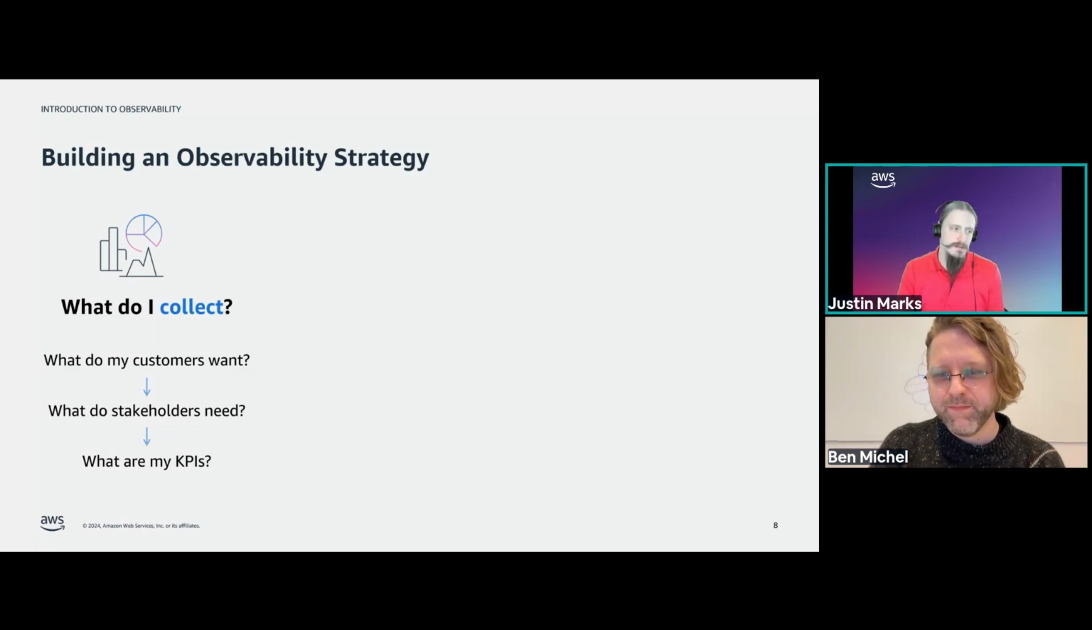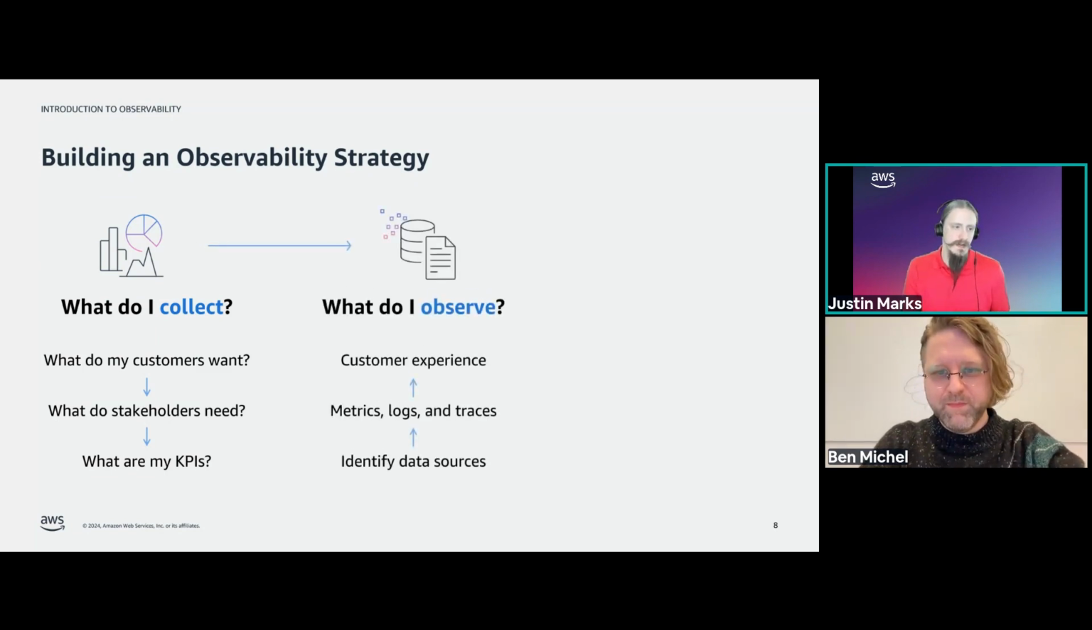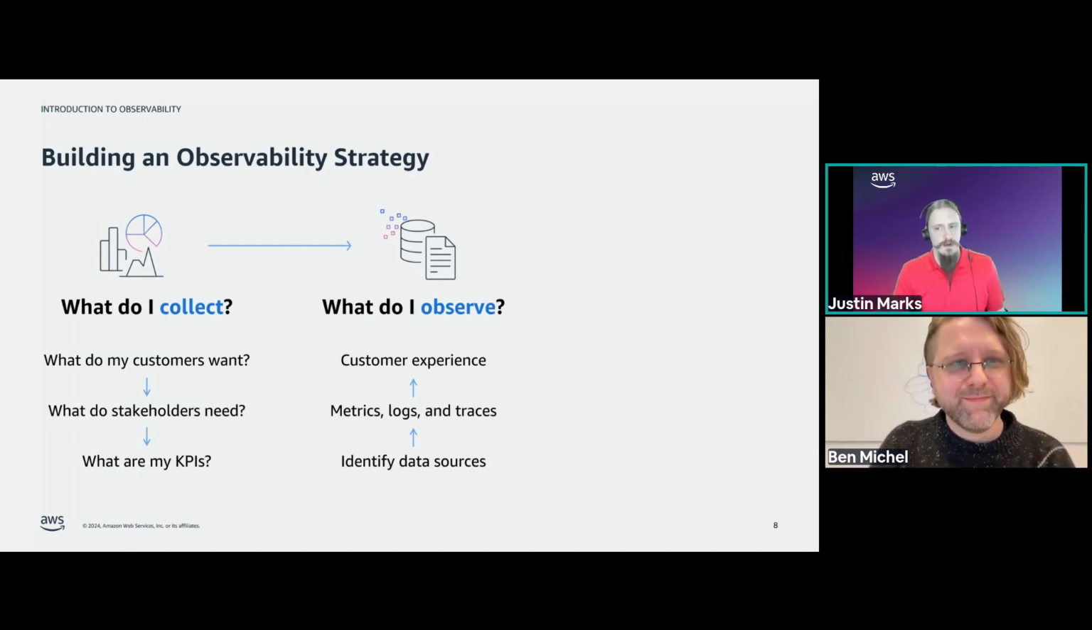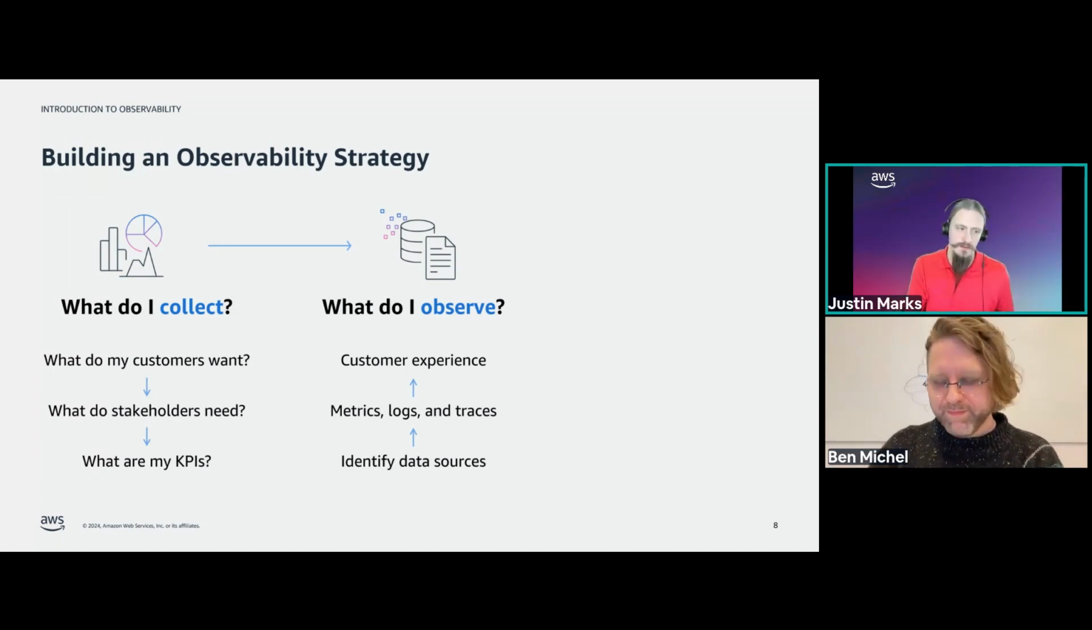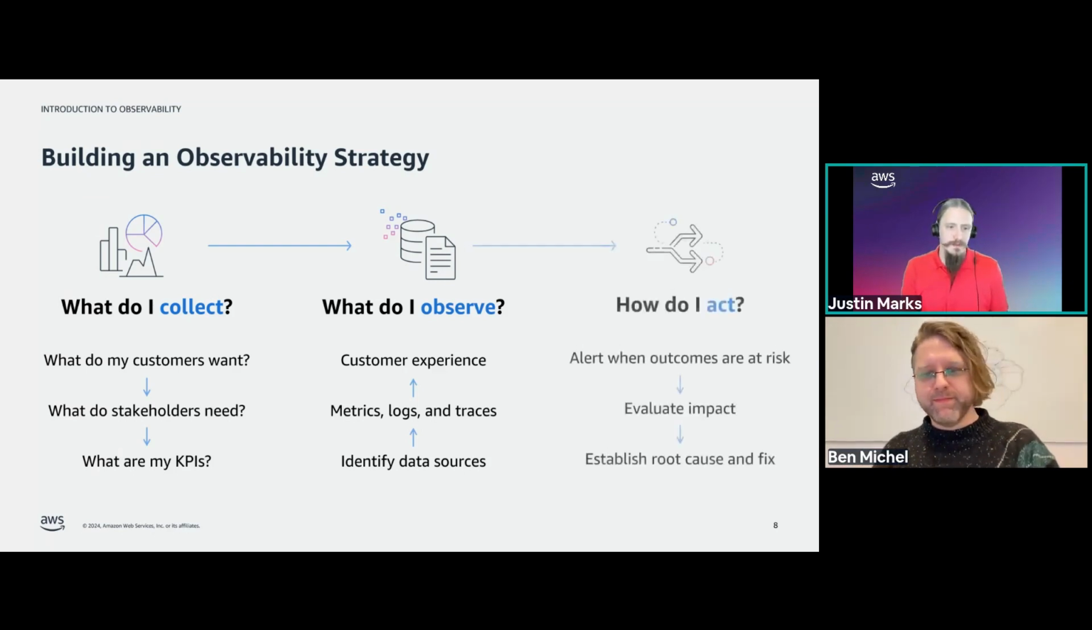Key performance indicators. And once you understand those three pieces of what you need to collect, you've got to figure out what you need to observe to calculate and inform those KPIs, those stakeholders, and represent those customers, right? So you work backwards from your customer experience. You figure out what metrics, logs, and traces inform that customer experience and make that customer experience as good as it needs to be. And then you go try to track down those data sources for those things. Where can those metrics come from? Where are those logs living? And how can I get them into one space so that we can start making sense of it?